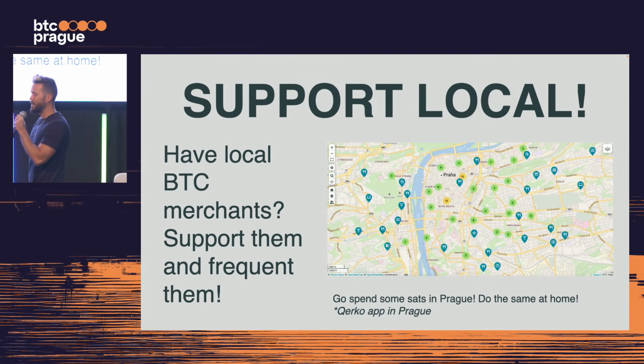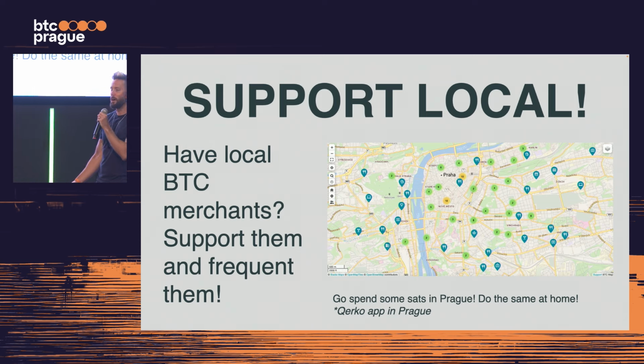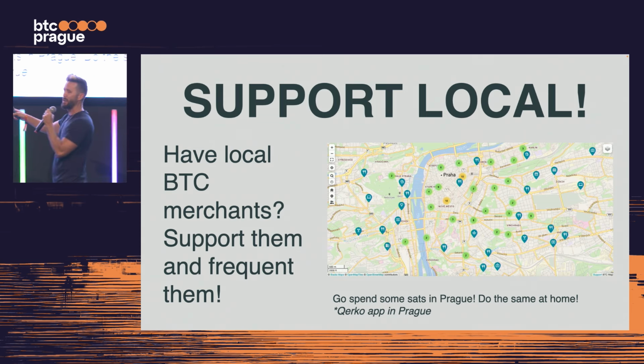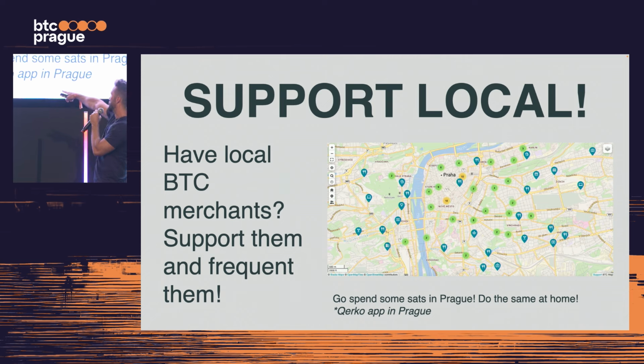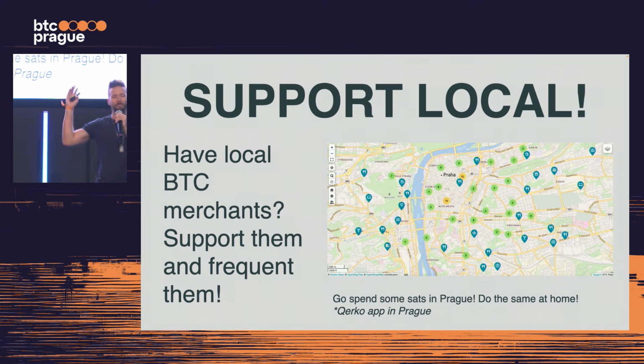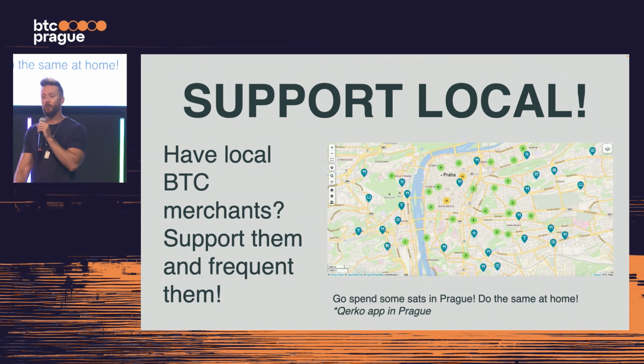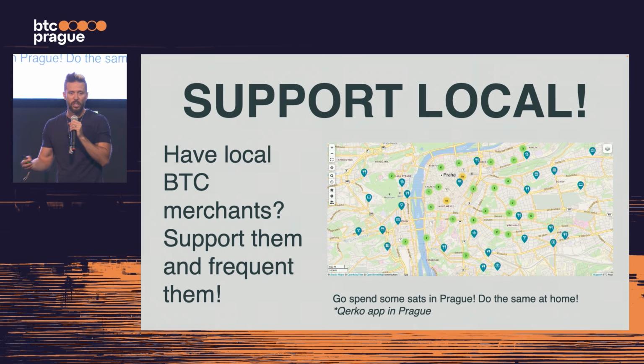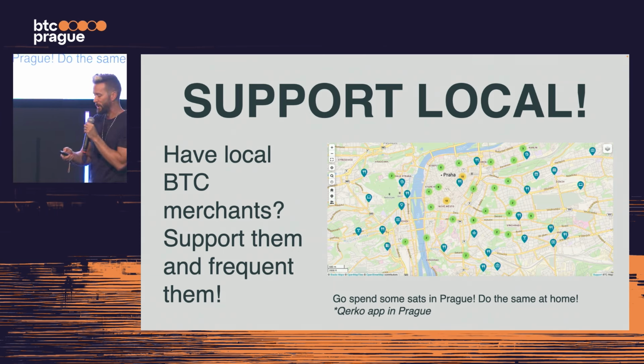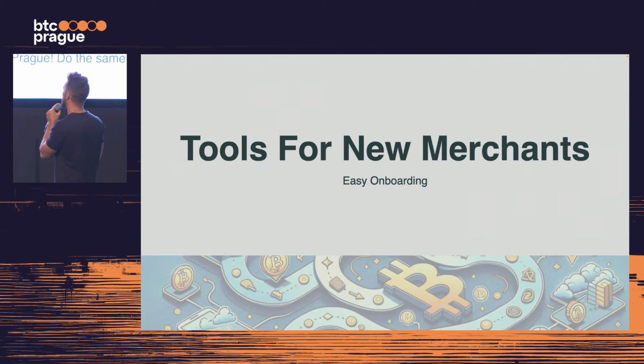And one thing, I didn't understand how it worked when I got here, but there's an app. I'm not sure how to say it. Maybe somebody can tell me after. But Kirko? I don't know. I butchered that for sure. Either way, there's an app. It allows you to scan a QR code at your table or wherever you are and pay your bill in Bitcoin with Lightning, so check that out.